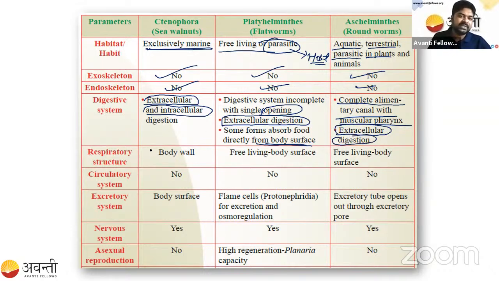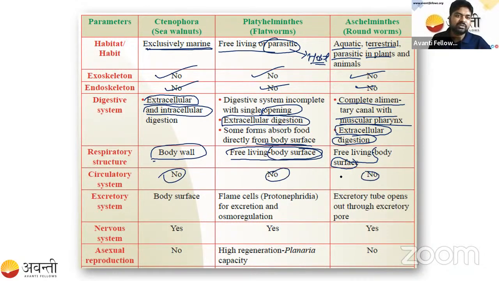Okay. Next one is respiration. Respiration happens by the body surface in the worm. Here you can see free living body surface. Okay, so respiration happens by the body surface. Next one, again, respiration happens by the body surface. Circulatory system is not present, not present, not present.